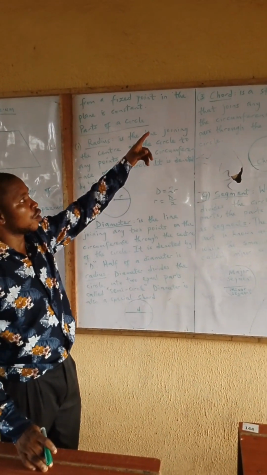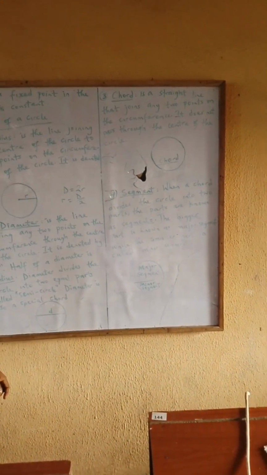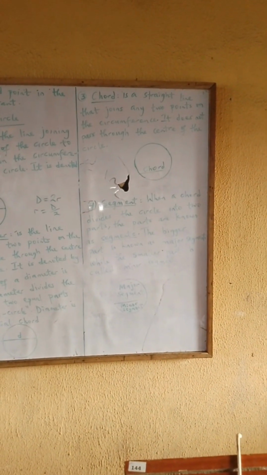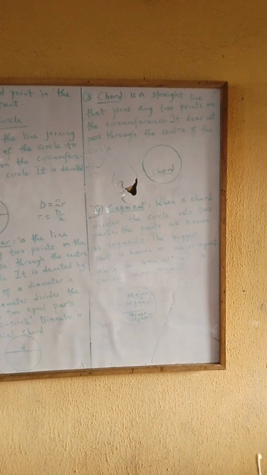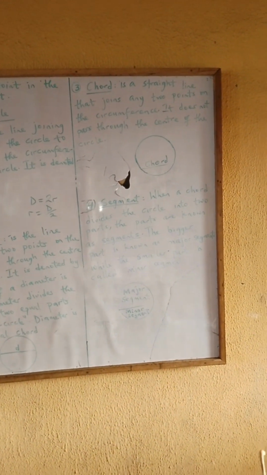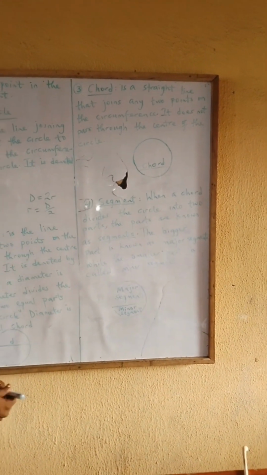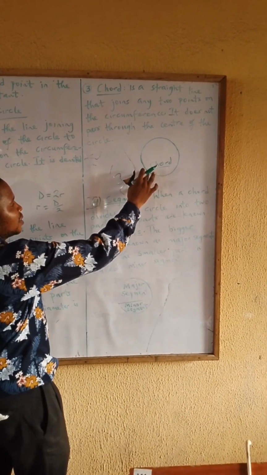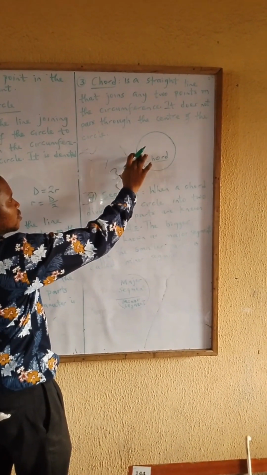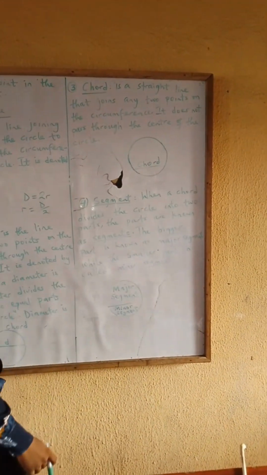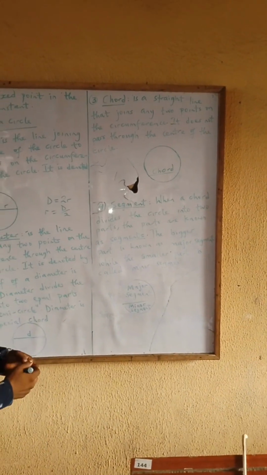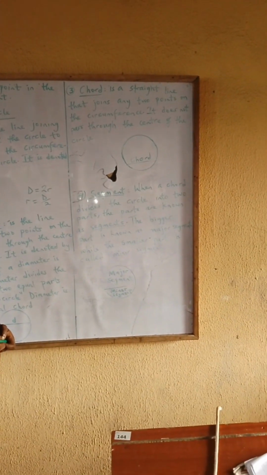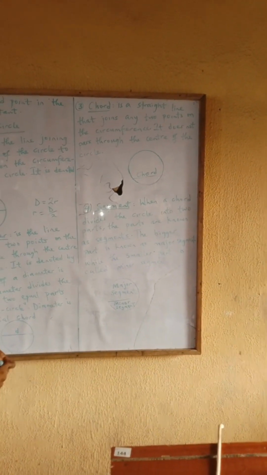Then the third one is the chord. Chord is a straight line that joins any 2 points on the circumference. It does not pass through the center of the circle. There is a difference between a diameter and a chord. A chord does not pass through the center of the circle. That's why we have it at any point from this side. A chord is a straight line that joins any 2 points on the circumference.